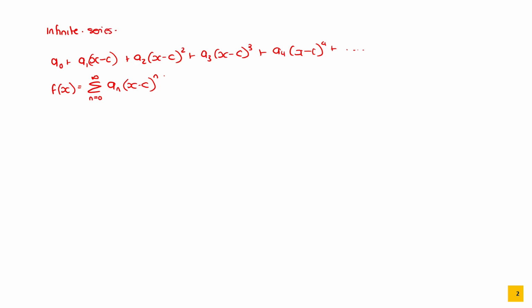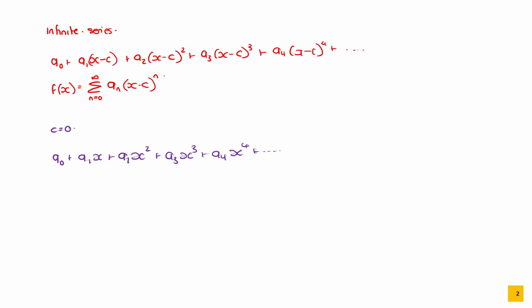Now we are going to simplify this before we continue discussing, particularly regarding the Taylor's series. So we're going to simplify it by firstly saying, hey, let's actually make c equal to 0. Okay, so now we have the form a0 plus a1x plus a2x squared plus a3x cubed plus a4x to the 4 plus, and continue on.